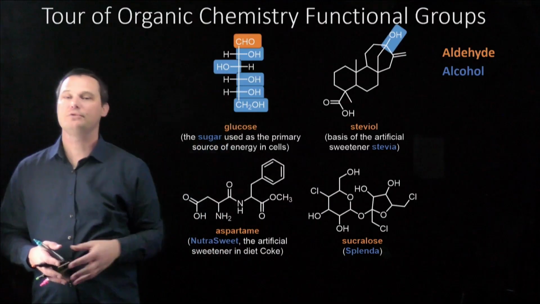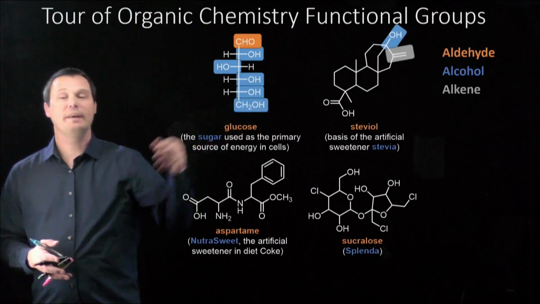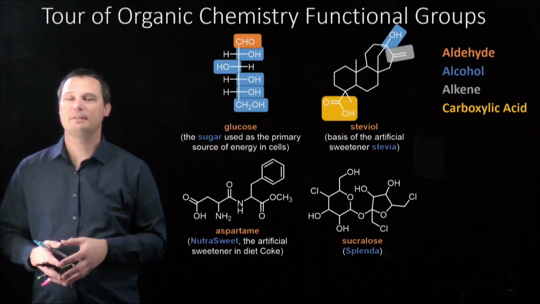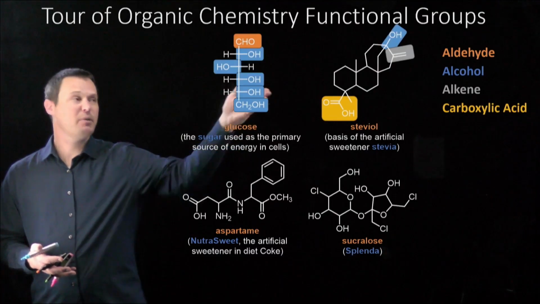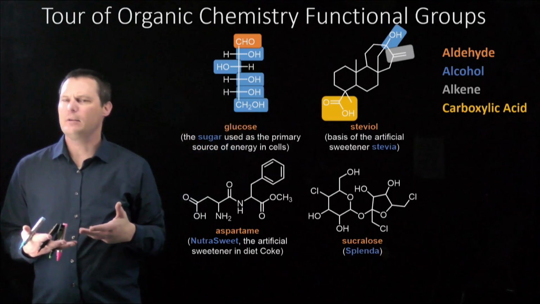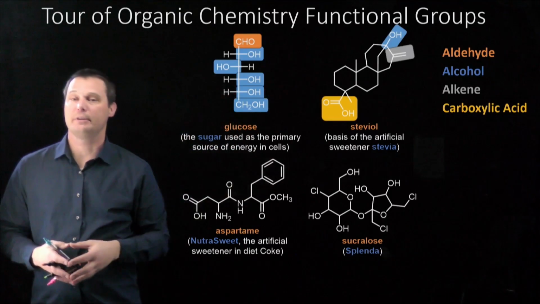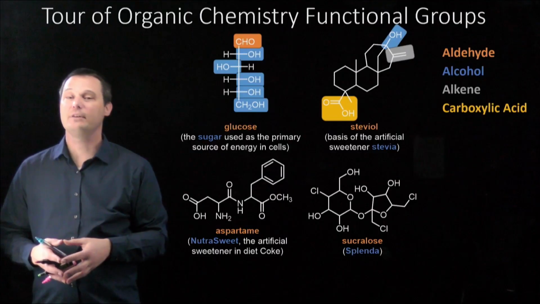At the top, steviol also contains another alcohol. Next to that alcohol, we have an alkene. And in the bottom corner, a carboxylic acid. It has several rings in the middle. Those are not aromatic rings. They don't have the double bonds. They are alkyl fragments. But again, we're not going to label alkyl fragments, otherwise we'd be labeling them all over the place. Take a second, pause the video, see if you can identify the functional groups in aspartame.